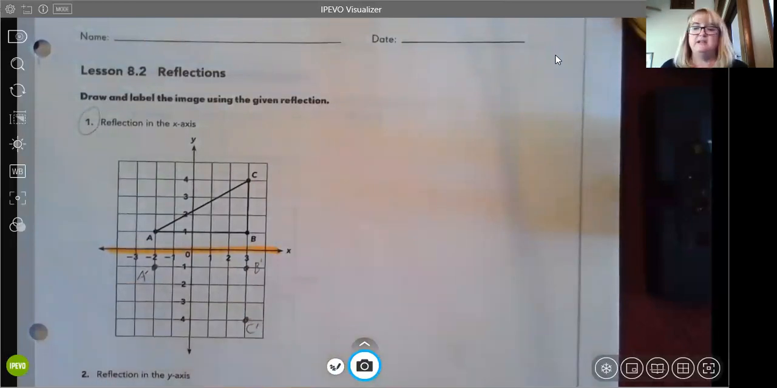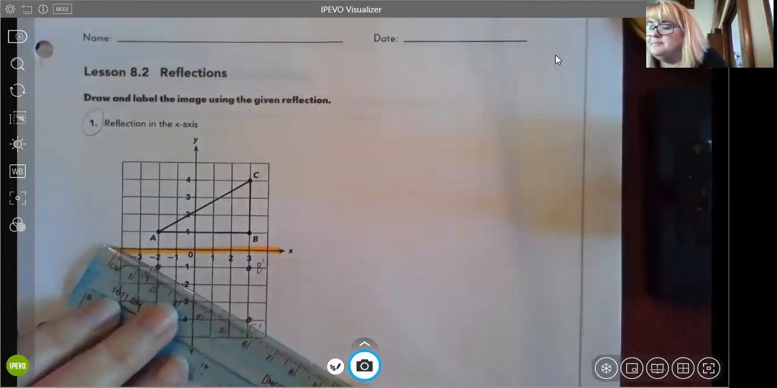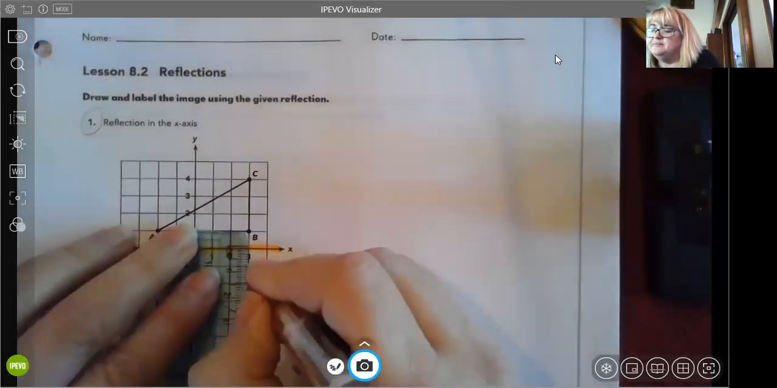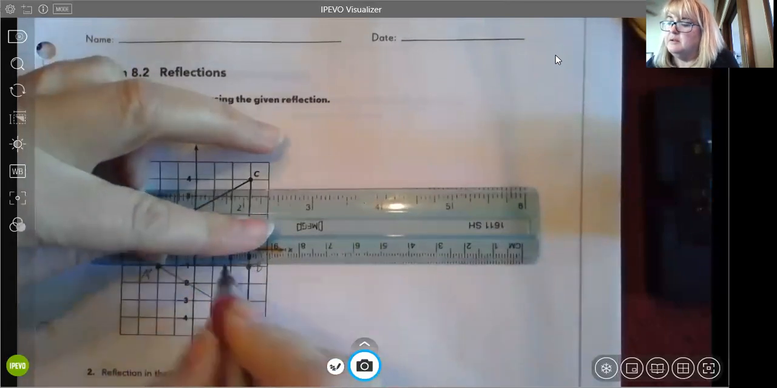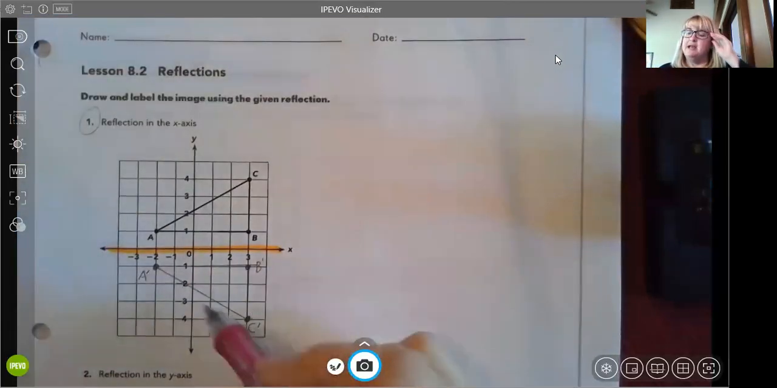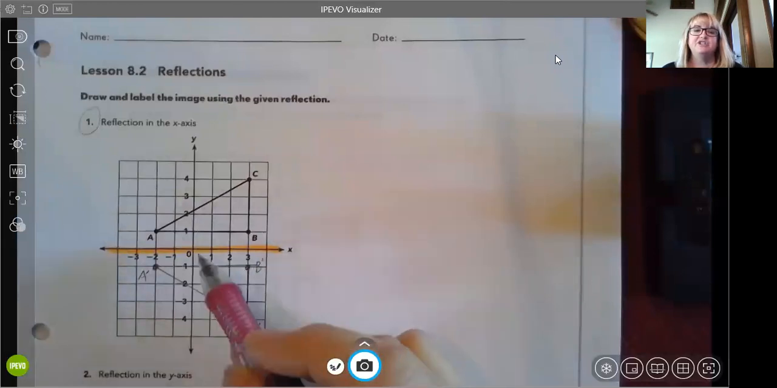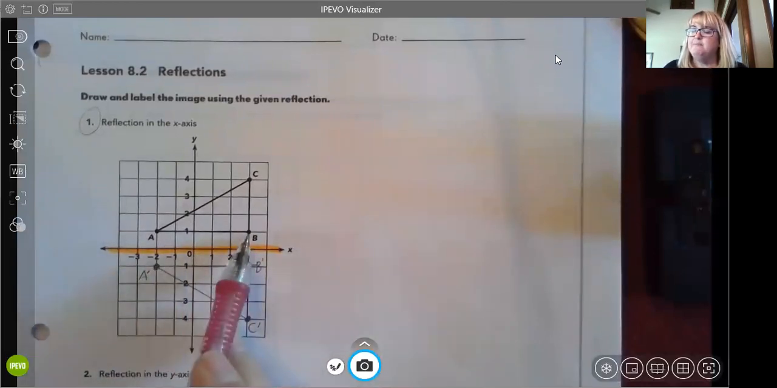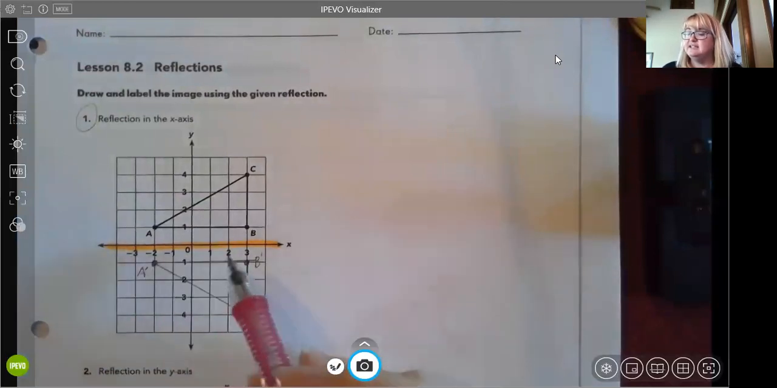All right, once I've got that, I'm going to take my straight edge and connect them. A connects to C, B connects to C, and A connects to B. If you'll see, triangle ABC is the original, and A prime, B prime, C prime is the reflection. If we were to fold this, this line and this line would line up, these two would line up, and then this diagonal will line up. It's kind of like a line of symmetry. So this is the reflection on the x-axis.